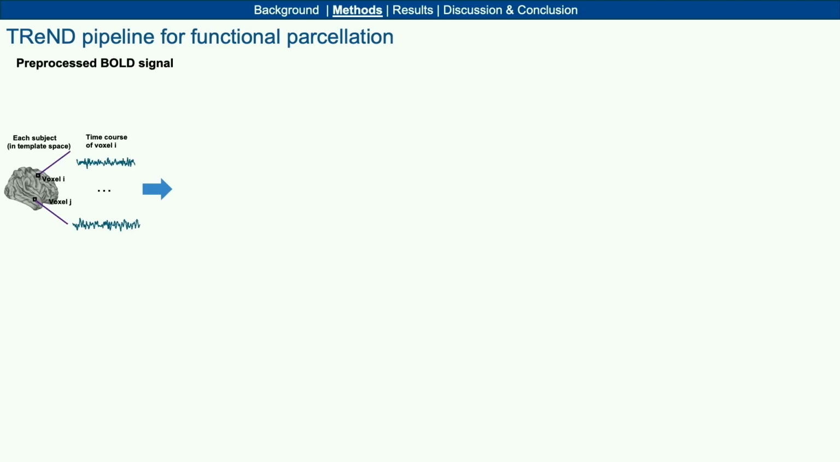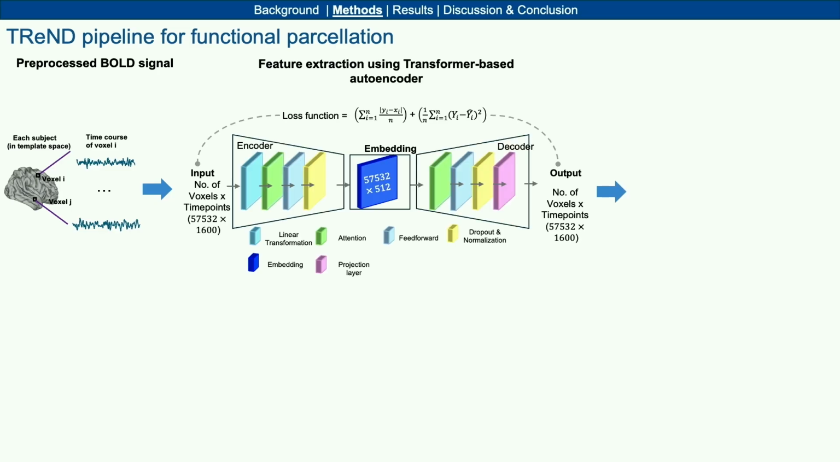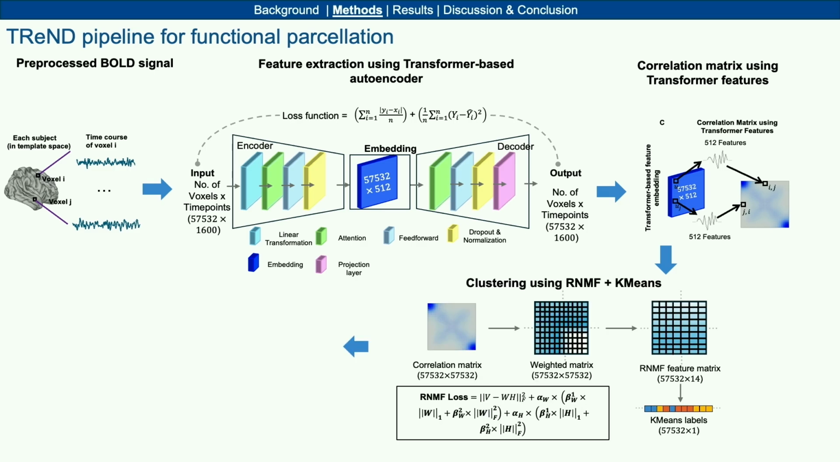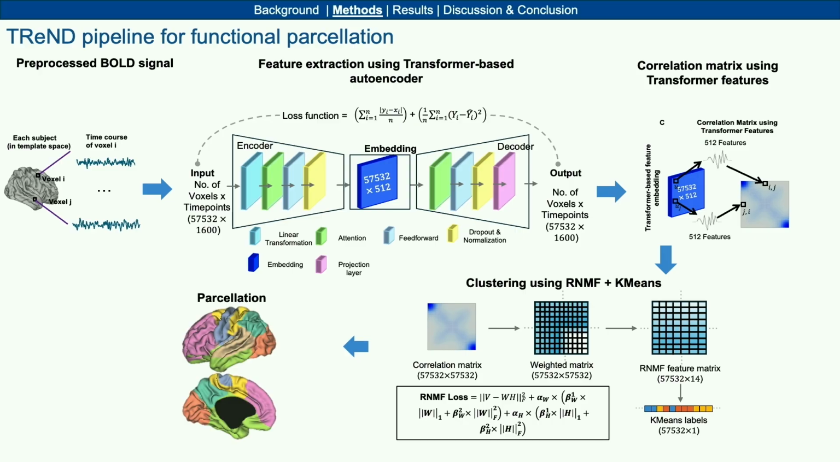So, now, here is a complete overview of how the method works. We start with pre-processed bold signal, and as I said, we extract temporal features using our transformer-based autoencoder. These temporally derived features then form a correlation matrix, similar to what we call a functional connectivity matrix. Then using geodesic distances, we threshold this correlation matrix before the regularized NMF decomposition. The RNMF loss includes sparsity and smoothness terms that promote biologically plausible parcellations. Finally, K-means on the factorized features produces discrete network labels.